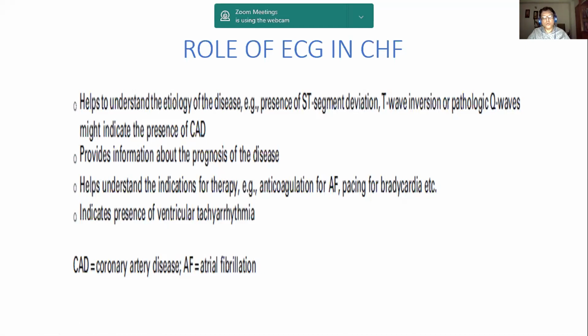We need to evaluate, and in many cases, the LV function deteriorates after an episode of tachyarrhythmia, particularly if the atrial fibrillation is persistent for a long time. Let us explore the possibility of a cardioversion to put the patient back to sinus rhythm to improve the congestive heart failure.